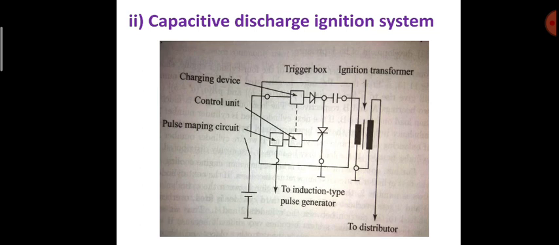The control unit switches off the flow of current to the primary coil, inducing a high voltage in the secondary winding. This high voltage is distributed to a spark plug to produce a spark in the combustion chamber. This is the working of the capacitive discharge ignition system.